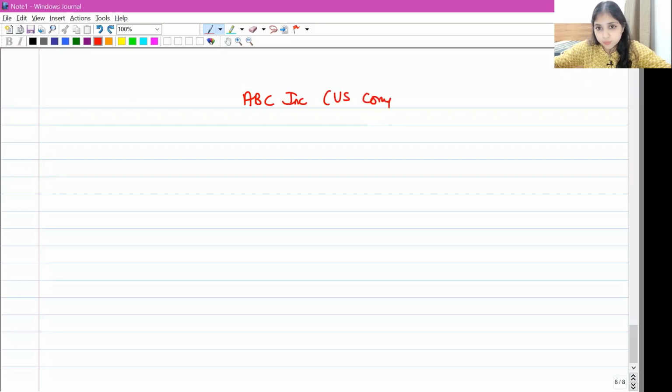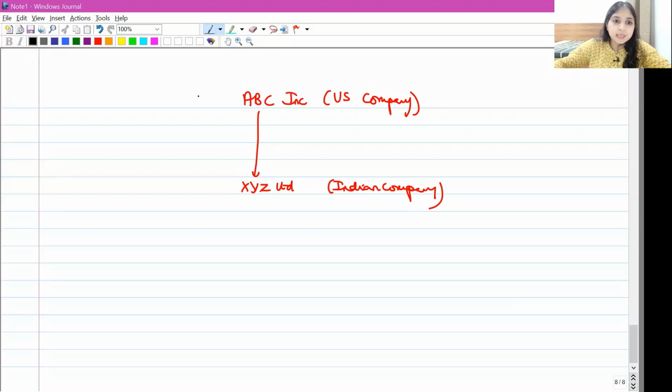It was incorporated in USA. It's an American company. It has a subsidiary XYZ Limited. This is an Indian company. This is incorporated in India. So this ABC Inc. is the holding company and this XYZ Limited is a subsidiary company.